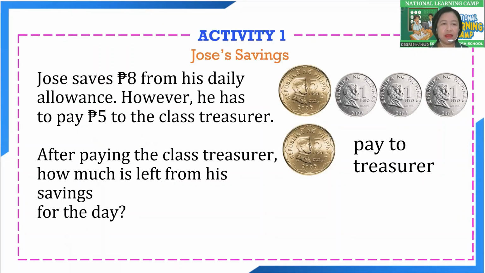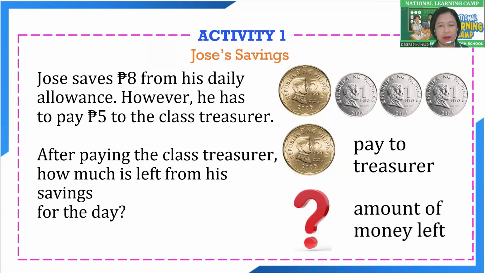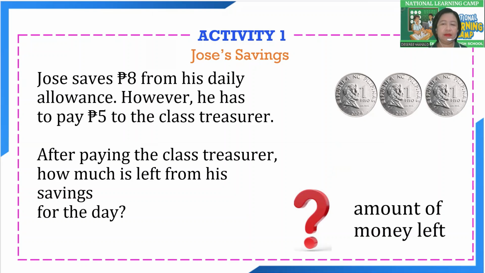Jose saves 8 pesos from his daily allowance. However, he has to pay 5 pesos to the class treasurer. After paying the class treasurer, how much is left from his savings for the day? What is the amount of money left? Okay, so we have 3 pesos. How can we find this 3 pesos? We just subtract 8 minus 5.